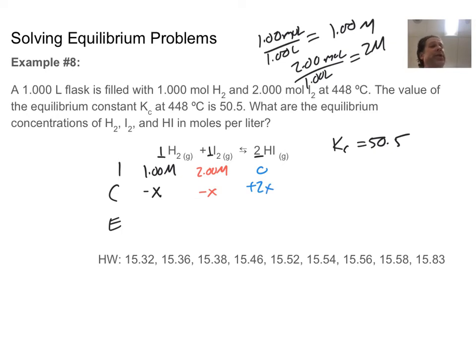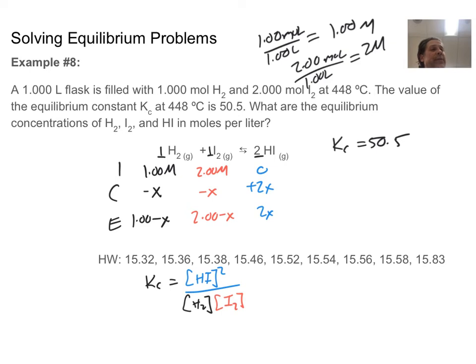And so when I write my expression, I have 1.00 minus x, 2.00 minus x, and 2x. So when I go to figure out what I'm left with, I know that my Kc value is going to be equal to the concentration of HI squared over the concentration of H2 times the concentration of I2.